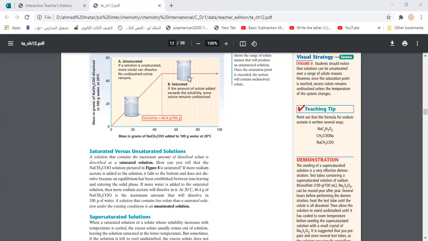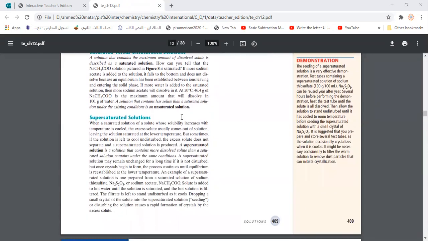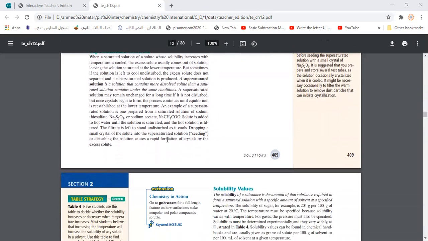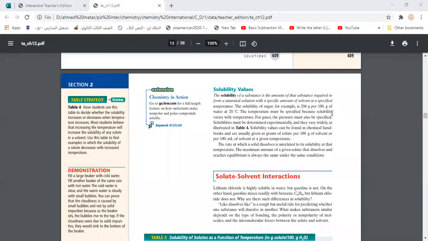So a supersaturated solution is a solution that you made by heating the saturated solution to make it able to dissolve more solid. Okay. So here, guys, we know the difference between unsaturated, saturated, and supersaturated solutions. Now we're going to pass to another part, which is solubility levels.